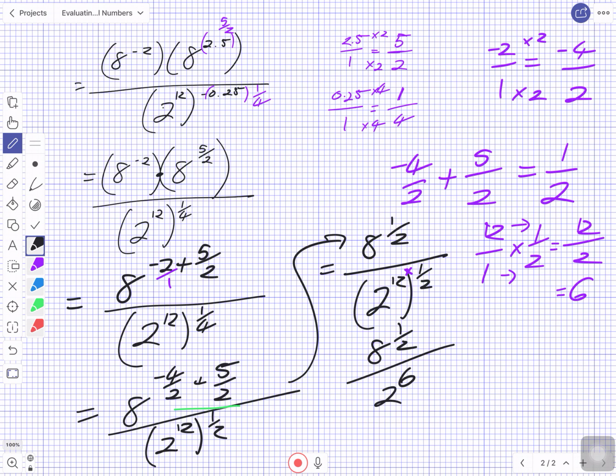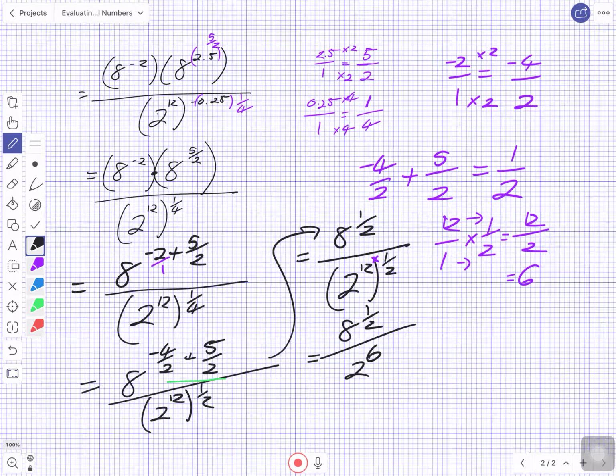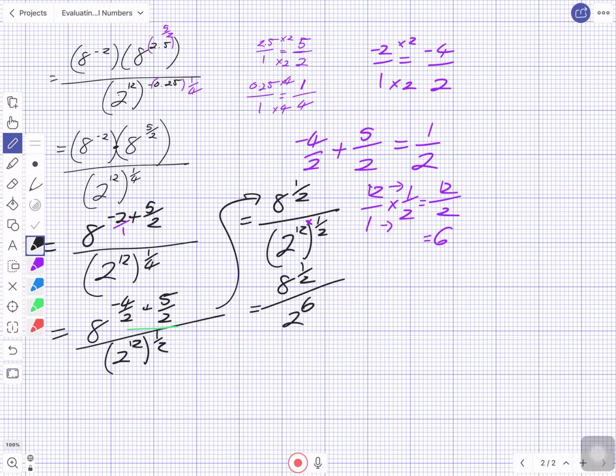Now, this is where I've run into a bit of a problem. I'm going to shrink it just a little more. My bases are not the same, so I cannot use my division rule. But 8 can be written as base 2. So I've got to think about it. It can be difficult to figure out, and sometimes we have to find a different common base.